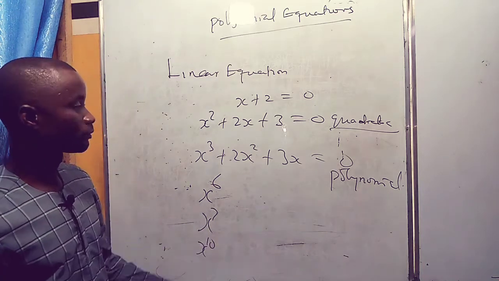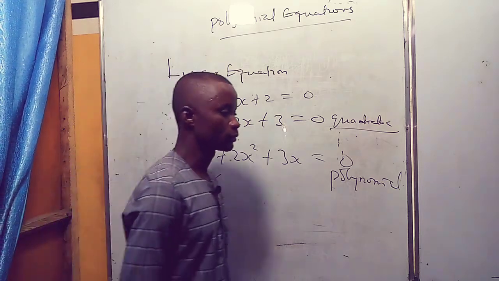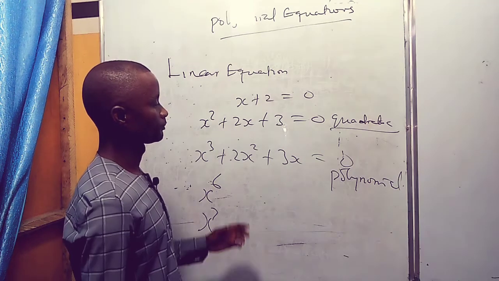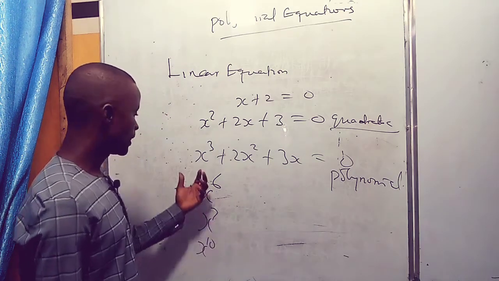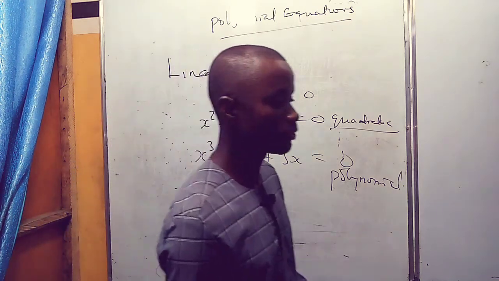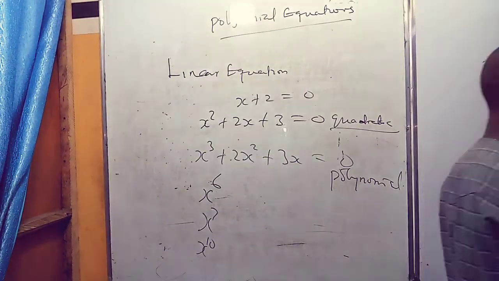These are called polynomial equations. The x raised to the power 6, x raised to the power 7, x raised to the power 10, and above. All those equations are called polynomial equations. And let us look at the type of polynomial equations.